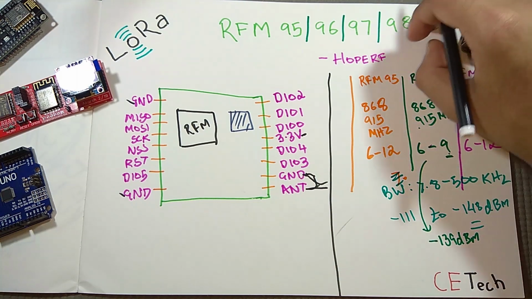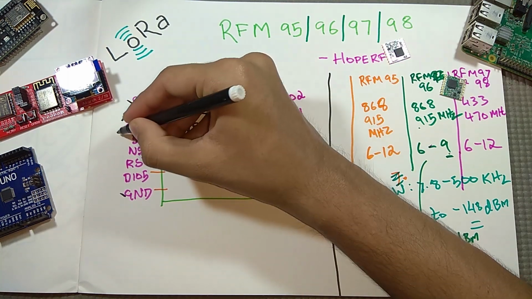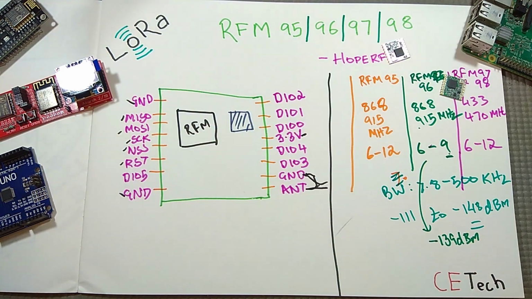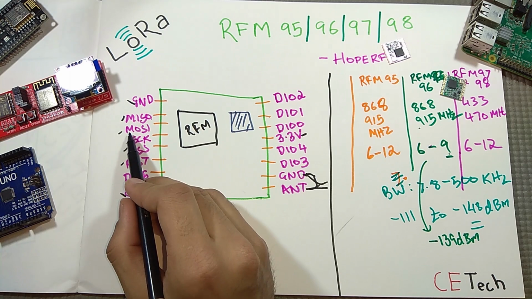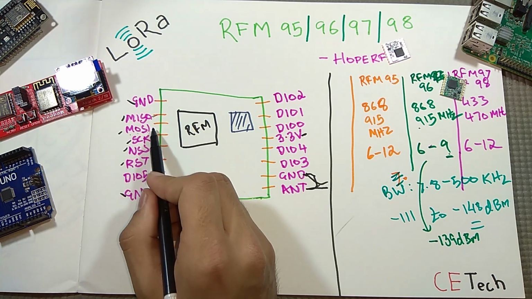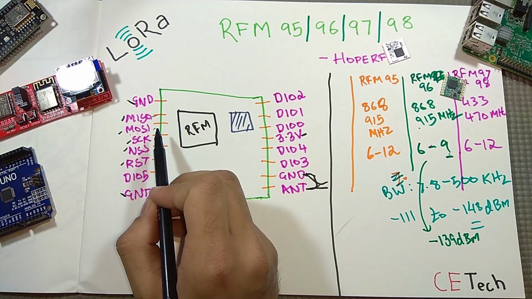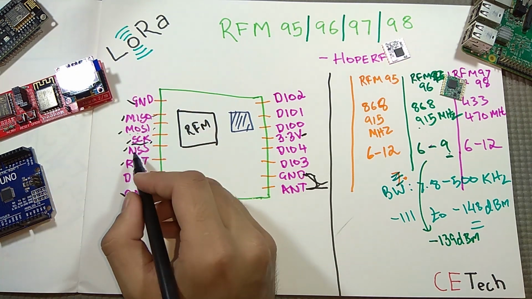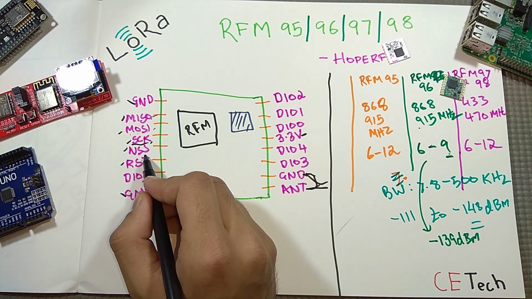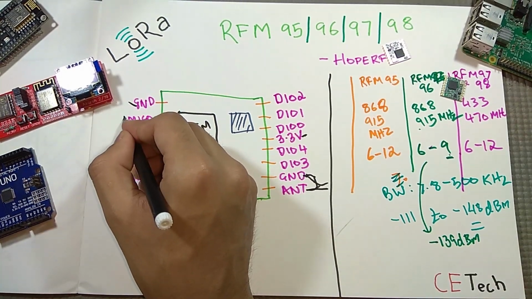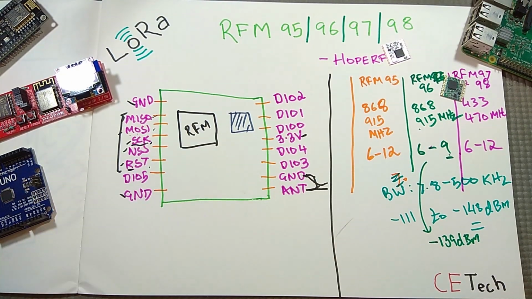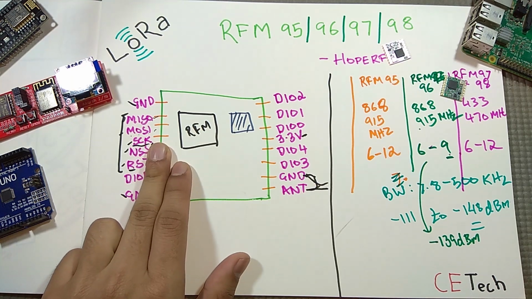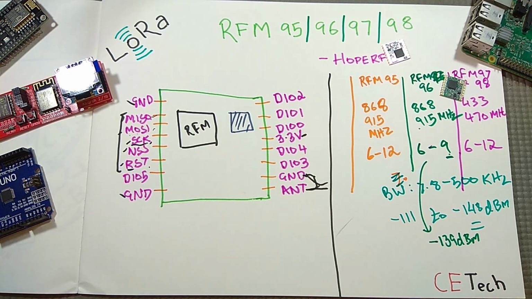The major pins in the SPI we know are the MISO, MOSI, SCK, NSS, and reset. This is master in, slave out, master out, slave in. These are the basic data pins, that is data in and data out. Then we have the clock for the SPI bus. Then this is the chip select. And then there's the reset. So these are the main pins that you always need for the SPI bus.